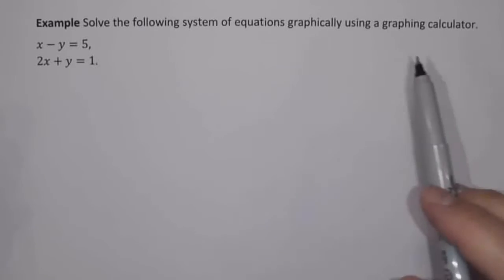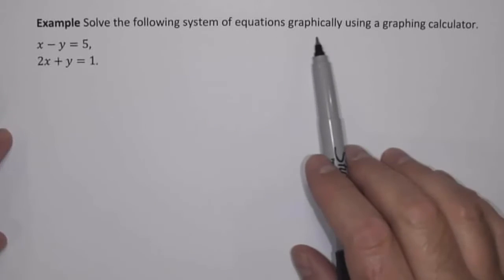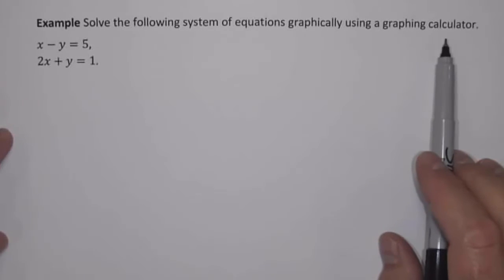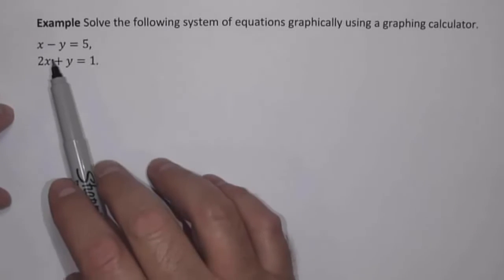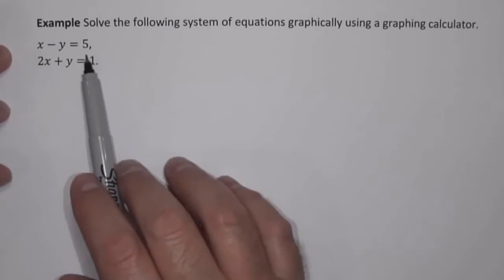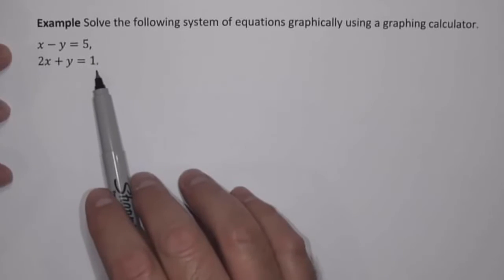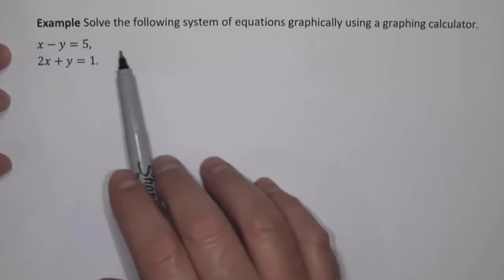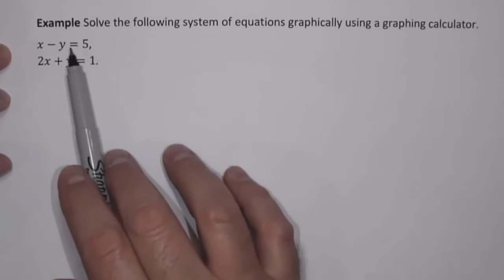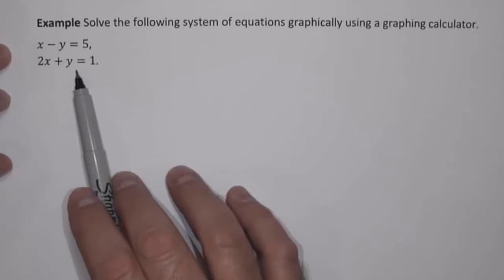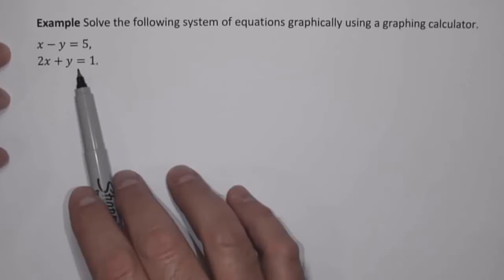In this video, I want to show you how to solve a system of equations graphically using a graphing calculator. So we have a system x minus y equals 5 and 2x plus y equals 1. What we're going to do is graph each of these lines on the graphing calculator and then see where the two lines intersect.